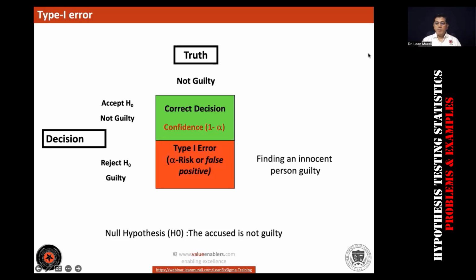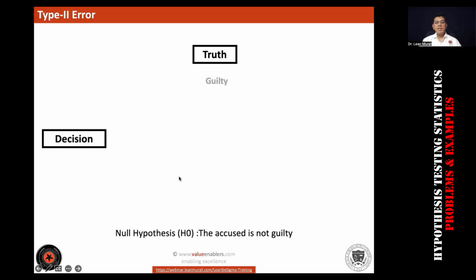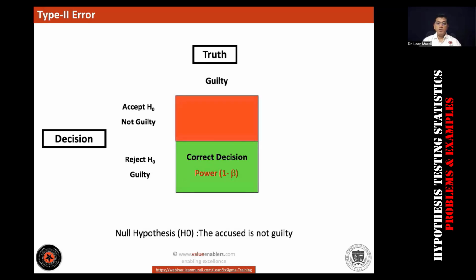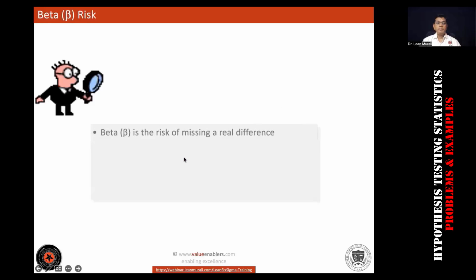Okay? So I'm giving two real-life examples, where an innocent person is found guilty, as well as manufacturing. If the person is not guilty, and you accept he is not guilty, it's the right decision. If you do it otherwise, it's called an alpha risk. Similarly, if the truth is he is guilty, and you reject the null and punish him, that is a correct decision. Whereas if you let him free, it is a type 2 error. A guilty person is let free, that is called type 2 error.